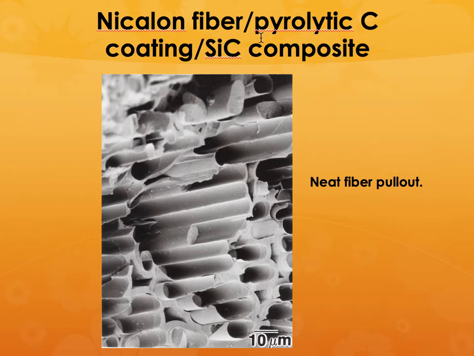If you had a pyrolytic carbon coating on a silicon carbide composite with nickel on fiber, which is also silicon carbide, you will find that there is quite a bit of fiber pullout. So you can see the amount of fiber pullout, and this is because the carbon coating on the nickel on fiber itself is pretty weak, and it can help this composite to dissipate quite a bit of energy.